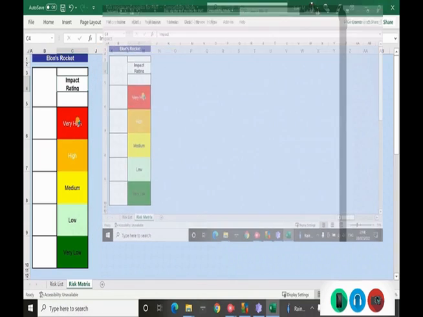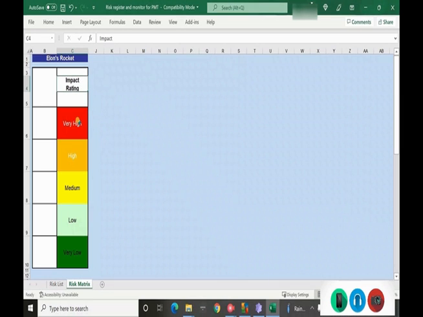In this example, this Excel file can be downloaded on the link below, so you can use it for your own purposes. It's only 49p, so please click on the link at the bottom. But basically you'll see I've set an impact rating up from very high down to very low. In other words, if this happens, it's a very high impact to the outcome of your project.